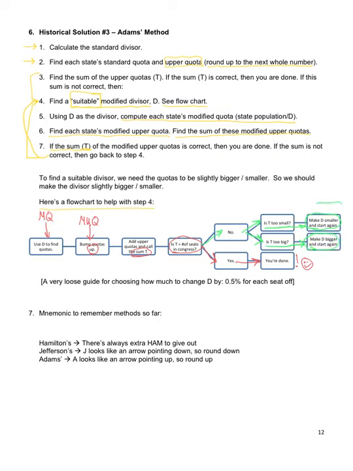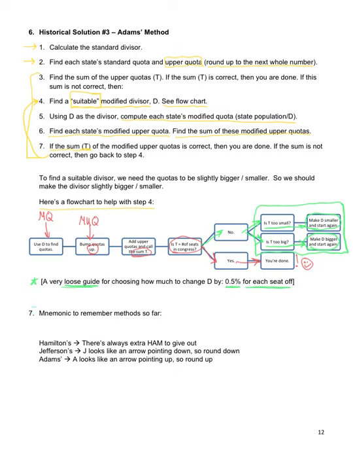And this set of boxes is actually the same as Jefferson's. We don't have to remember something a little different. It's actually the same thing. If your total's too small, you make your divisor smaller. If your total's too big, you make your divisor bigger and you start again. And another piece of good news here is that the loose guide is the same. You're going to change your divisor roughly by 0.5% for each seat that you're off by.